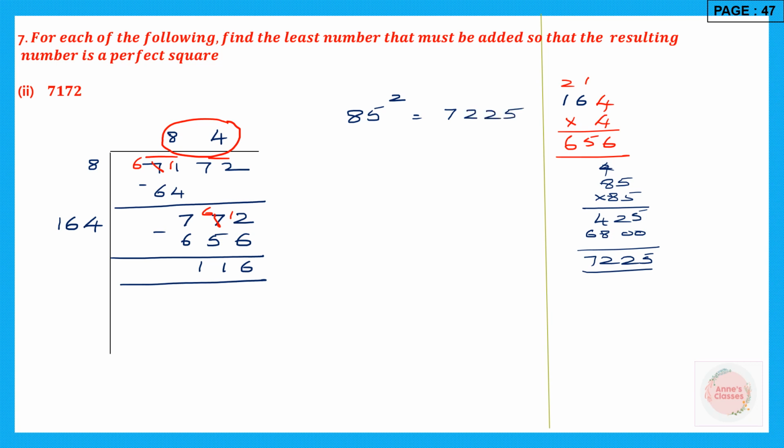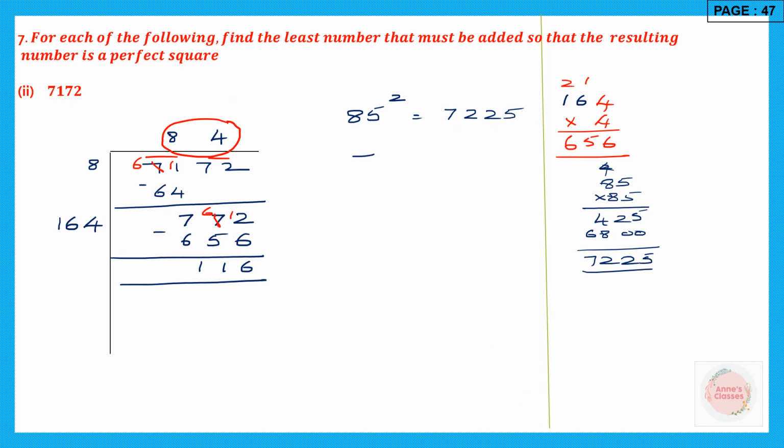7,225. So what did we find out? We found out the square of the number after the quotient. 84 is the quotient. We found out the square of 85, which is 7,225. That means I have to change this number, 7,172, into 7,225. How can I do that? Let me subtract these two numbers.